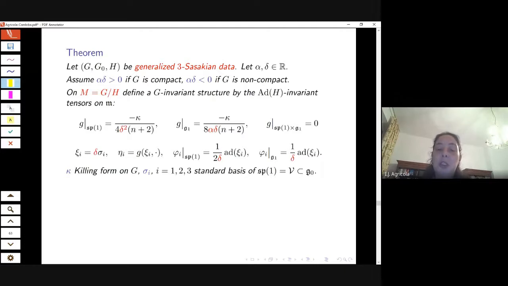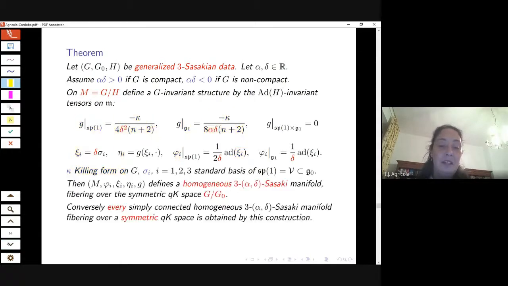Then on the quotient G over H, you define a J-invariant structure with the following tensors. The metric on Sp1 is given by a multiple of the Killing form, where kappa is the Killing form. On G1 you take another multiple of the Killing form, and of course Sp1 and G1 should be orthogonal. This is what you have to take for the Reeb vector fields, the eta i's, the phi i's. So this is basically ad psi i, right?